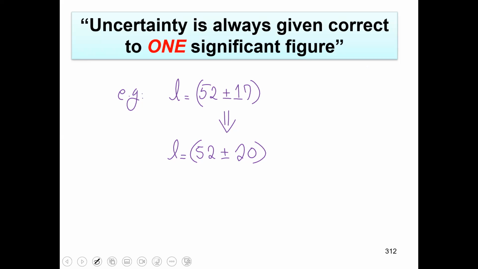Now look at this. For example, 52 plus minus 17. So you will write 52 plus minus 20 because 20 has one significant figure. You have to copy this.